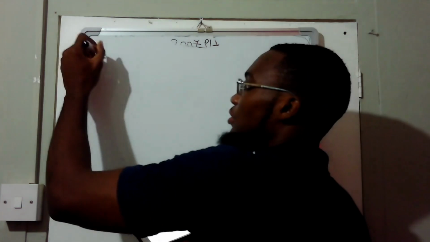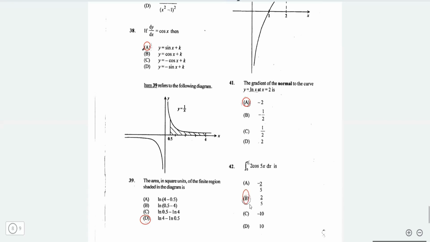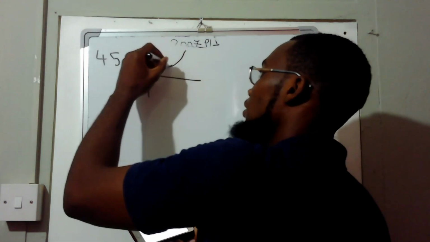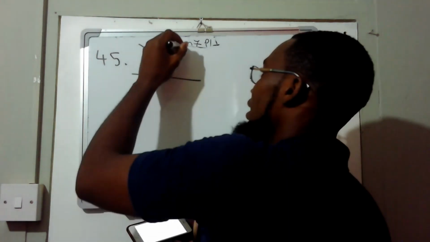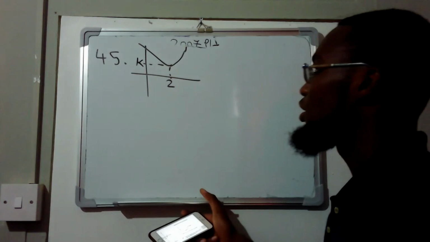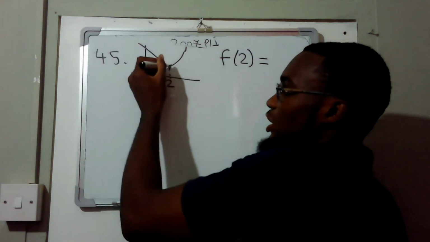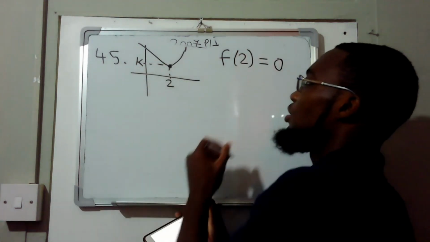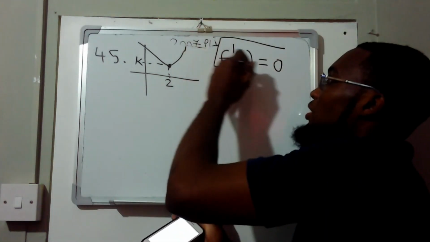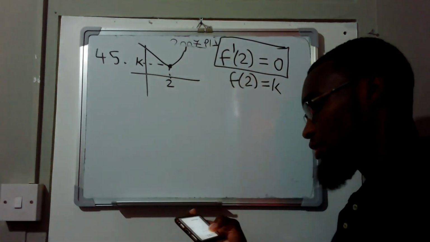Question 45. Question 45, it says, which of the following is true? And it gives us a graph. And this is when x is 2, the y value is k. What is true? First thing I observe is that this is a stationary point. F prime of 2, sorry, the first derivative, I notice f prime of 2 is 0. I note that f of 2 is equal to k. So let's see what they say.